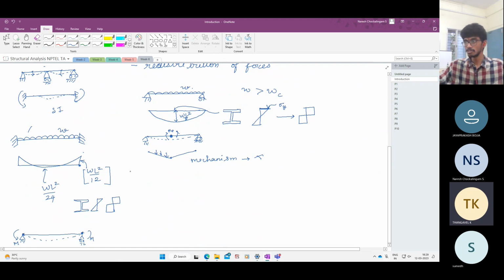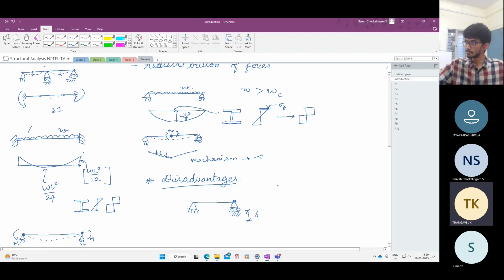But there are also disadvantages. So what are the disadvantages of statically indeterminate structures that you can think of? For example, if we have a simply supported beam, and suppose this support is sinking by some delta, okay? It can sink.